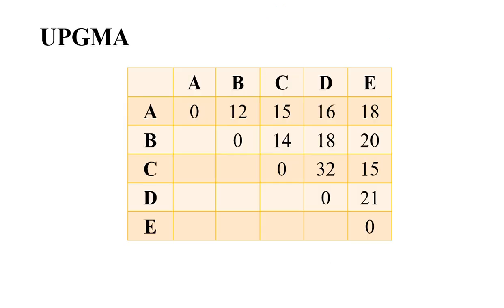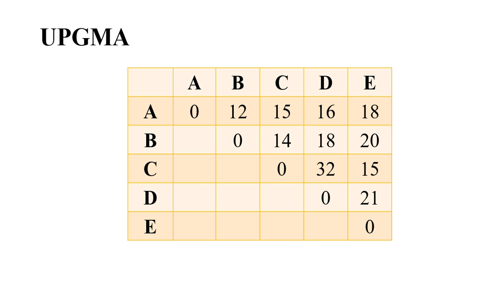Let's solve a numerical. I have taken one simple matrix here which has 5 nodes: A, B, C, D, E. There is no purpose to write the same value twice, because the AB value is 12, so the same AB value will come here, 12. Likewise, the AC value is 15, so the same value will come here. Then 14, 18, 20, 32, 15 and 21. There is no purpose of writing all these values again and again.